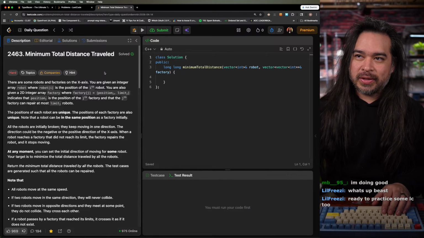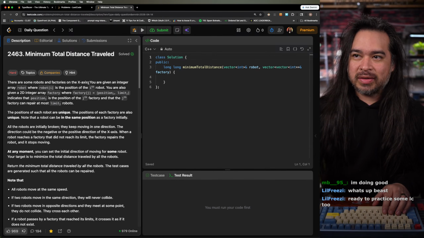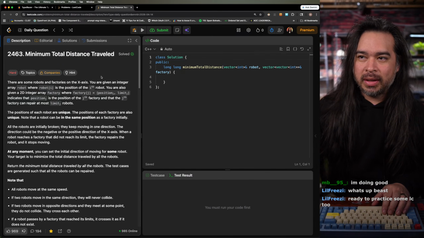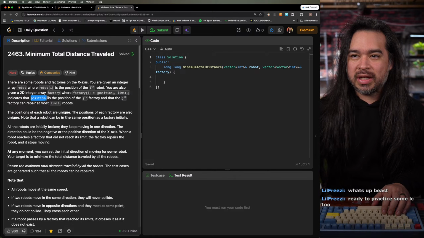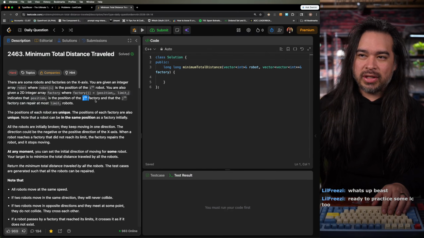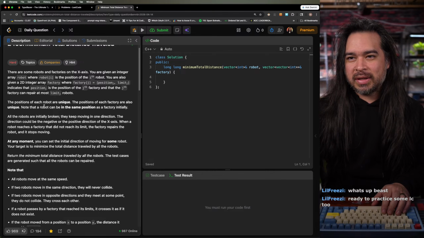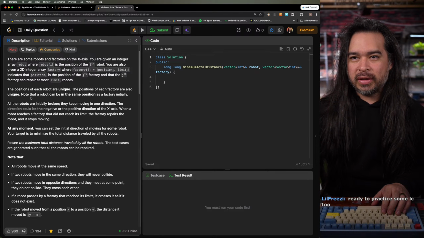Minimum total distance traveled. There are some robots and factories on the x-axis. You are given an integer array robot, where robot[i] is the position of the ith robot. You're also given a 2D integer array factory, where factory[j] = [position_j, limit_j] indicates that position_j is the position of the jth factory, and that the jth factory can repair at most limit_j robots. The positions of each robot are unique. The positions of each factory are also unique. Note that a robot can be in the same position as a factory initially.